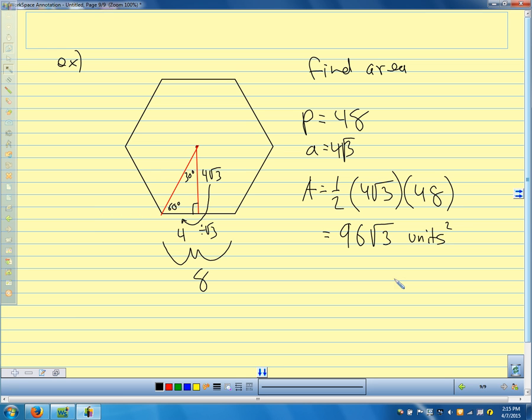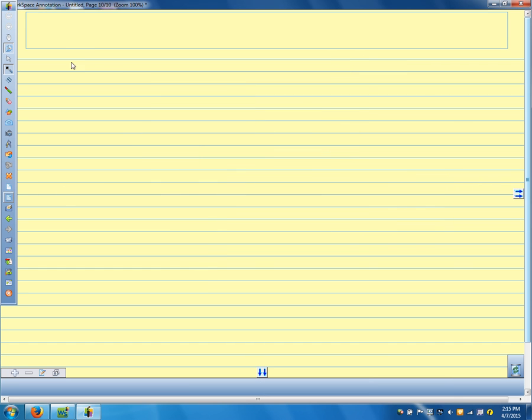So we can use our special triangle rules to figure out other pieces of this little triangle that we draw in our hexagon. And again, if it helps you, redraw this outside the hexagon. Figure out that side. All right, questions?